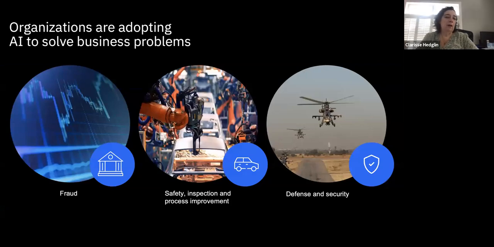So as I mentioned, all of these techniques are being applied. We are seeing this across all industries. Fraud is a very popular use case, whether it's banking or insurance or medical reporting. Safety inspection, process improvement, quality inspection, making sure that we've done some use cases recently on detecting social distancing and mask wearing, those kinds of examples. And then finally, many use cases in defense and security relative to applying AI.